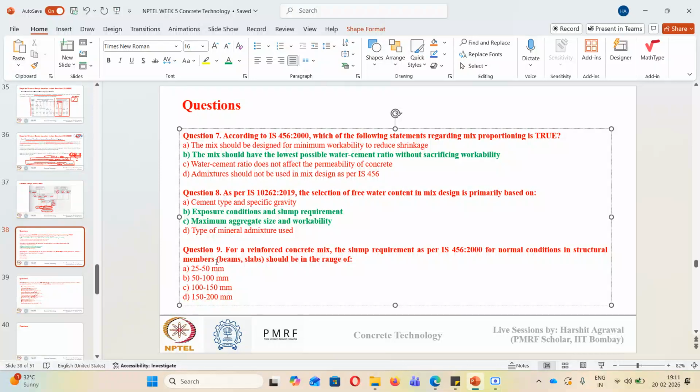Question number 9. For a reinforced concrete mix, the slump requirement as per IS 456 for normal conditions in structural members should be in the range. So for normal beams and columns, in normal condition, like not severe condition or not mild condition, in moderate condition, what is generally the slump requirement from concrete?